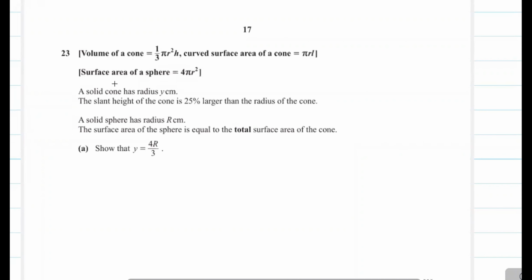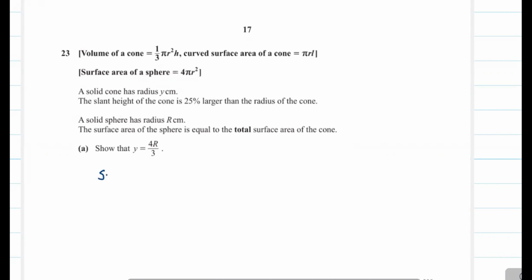Question 23. A solid cone has radius y centimeter. The slant height of cone is 25% larger than the radius of the cone. A solid sphere has radius r centimeter. Surface area of sphere is equal to surface area of cone. Show that y equal to 4r over 3. Now condition is given here.